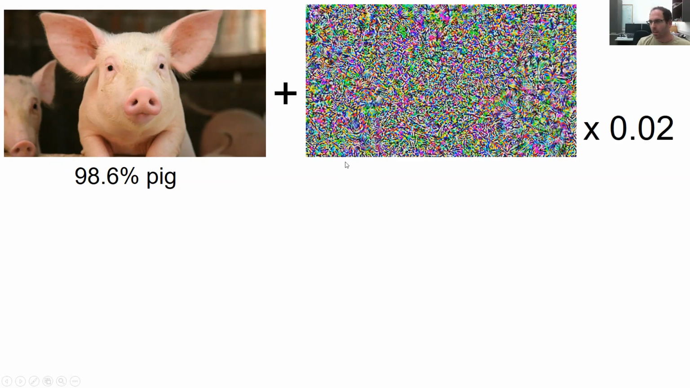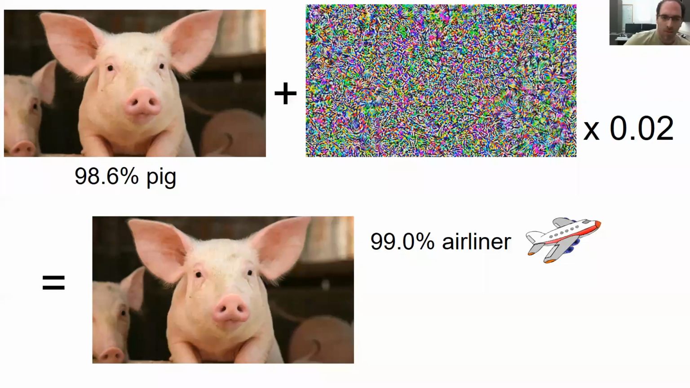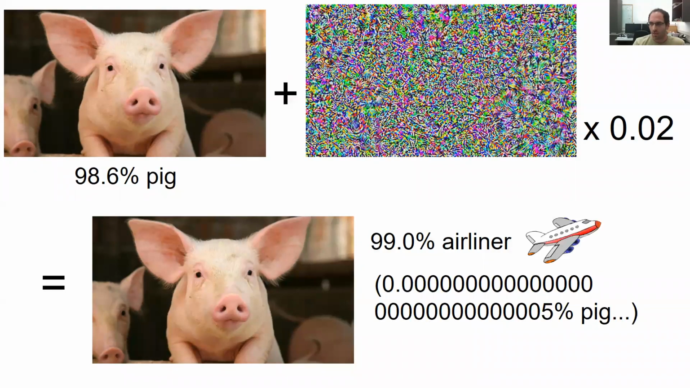Then I added this random, simulating noise to the image, which is much smaller than what you see here. This is a magnification by 50 of the real image. And then I got this image, which all of you probably think is a pig. But when I fed it into the classifier, it told me there's in fact a 99% chance that this is an airliner. And if you ask, what are the chances that the classifier thinks that this is a pig? So this is how confident the classifier was that there is a pig in this image.